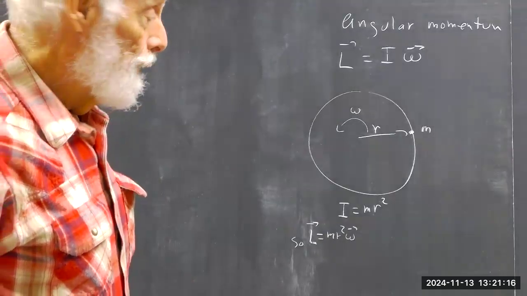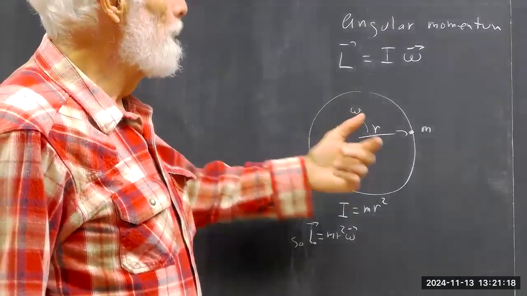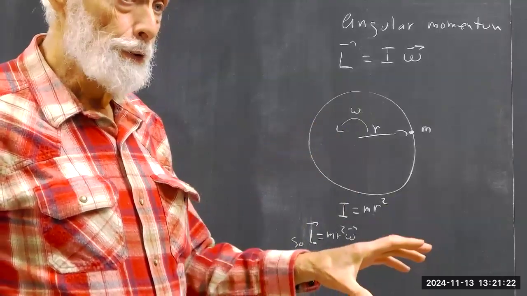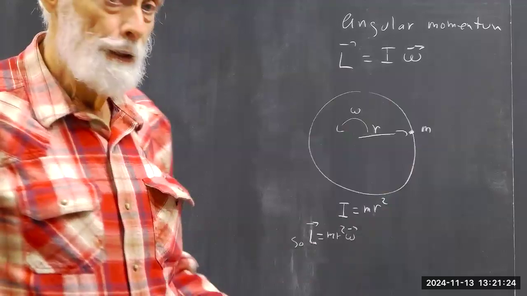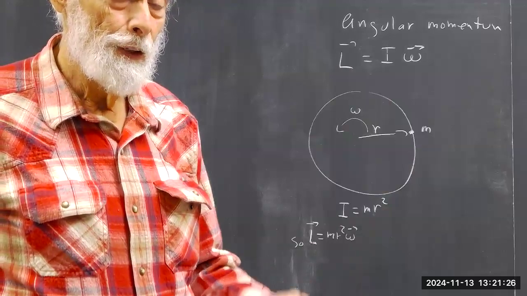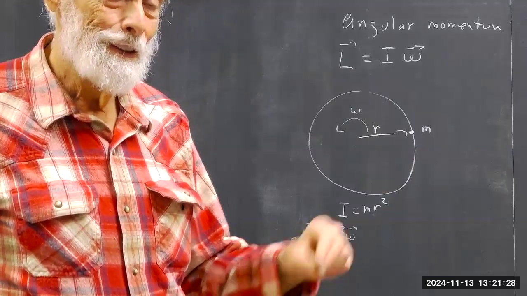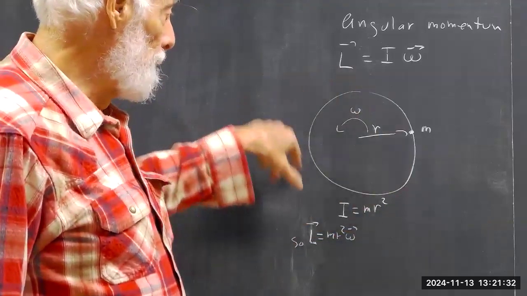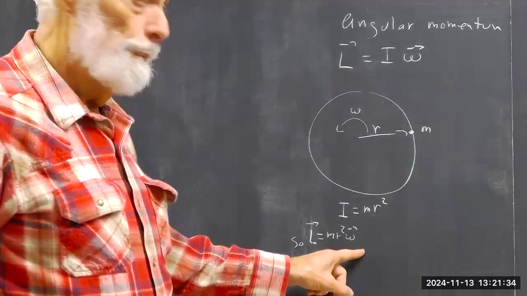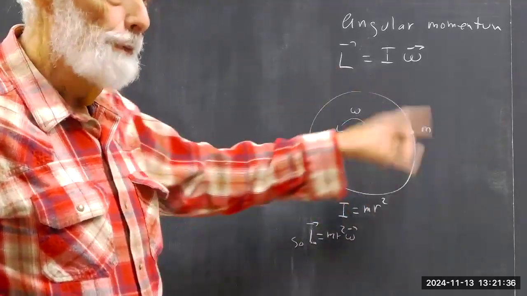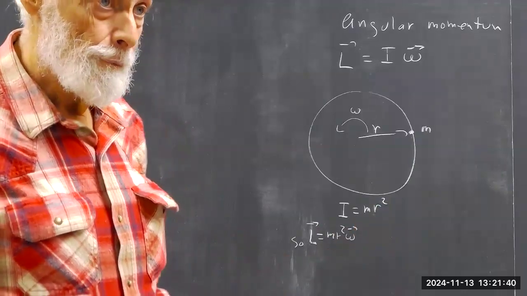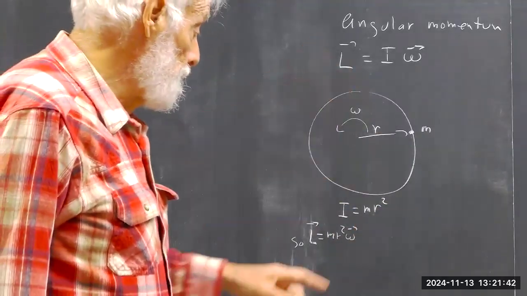The only directions that could possibly be are perpendicular to the circle. There's no direction in the plane of the circle that matches the angular momentum, because there's just one angular momentum here. There's just one omega, assuming this thing's moving at constant angular velocity. Okay, constant speed on the circle.